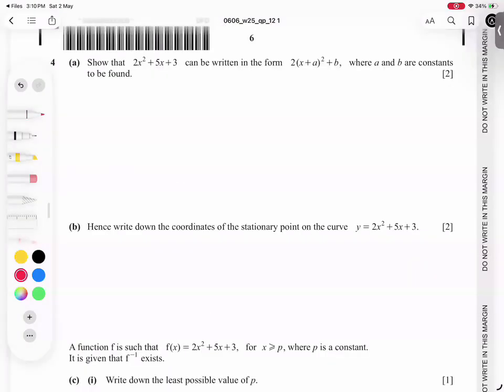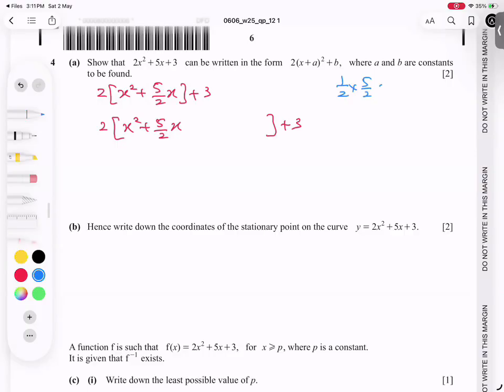Question number 4, students, we have to show that this equation can be written in this form, and the constants are to be found. So step number 1, you can see 2 outside, so we have to take it common. But 2 is not available with 5, so 2 will go in the denominator. Now copy both terms, and take half of this number. Half of 5 over 2 is 5 over 4, and take the square of this number.